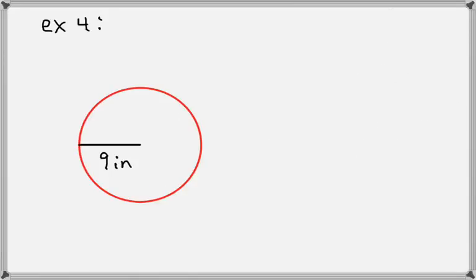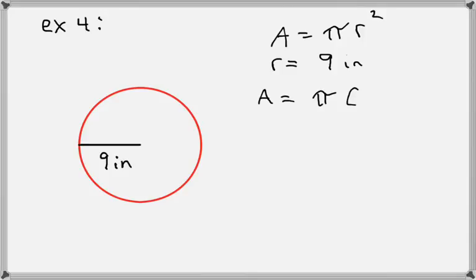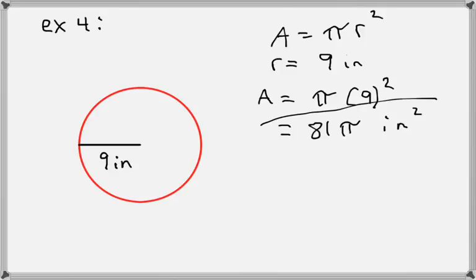Let's look at a fourth example. In this circle, we are provided that the radius is 9 inches. So we can use our formula. The area is equal to pi times the radius squared. We know that the radius is 9 inches. We just simply plug in. The area is equal to pi times the radius 9 squared. 9 squared means 9 times 9, which is 81 pi, and our unit of measure is inches squared. So we have the area of this circle.